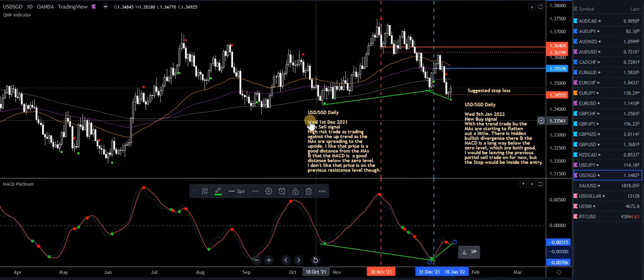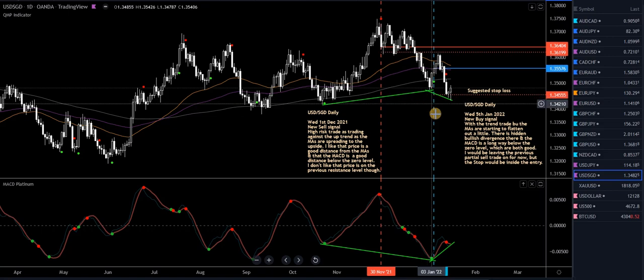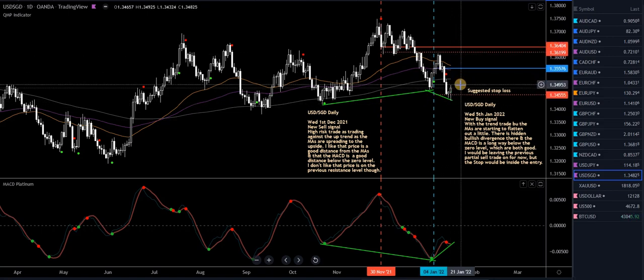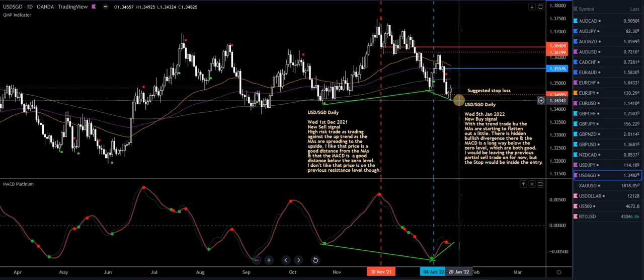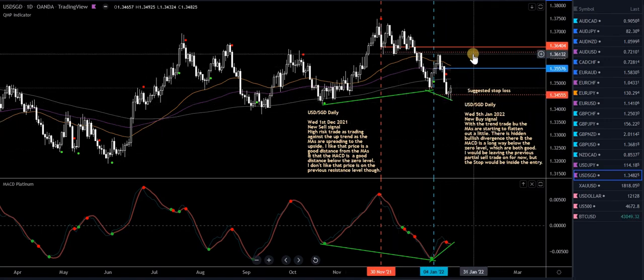MACD platinum still below the 0 level, so we've got divergence. It's a 1, 2 in divergences. So we're looking for a buy again. So that's what my plan is, and that's what I'm on the lookout for. In the meantime, took a hit on that buy, but as I said, getting offset on the losses by that sell. All right, might as well look at gold.